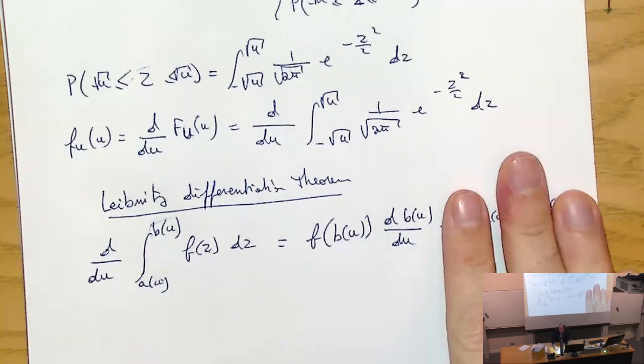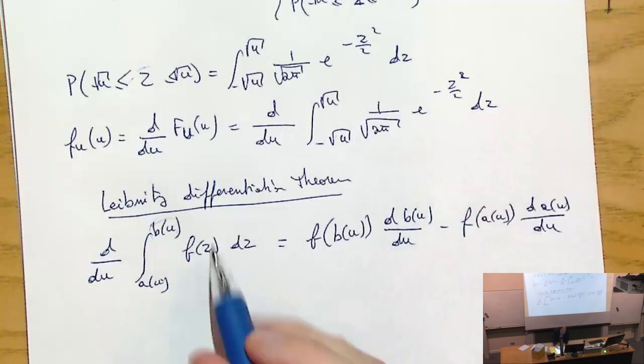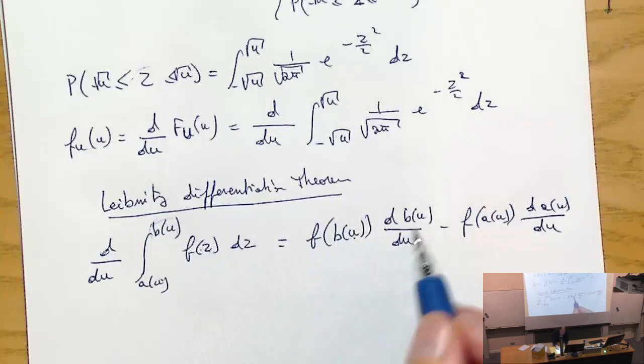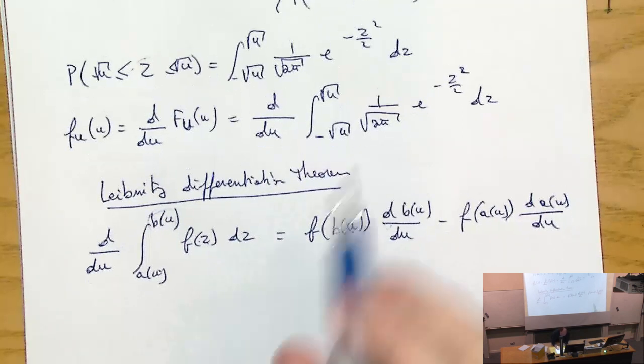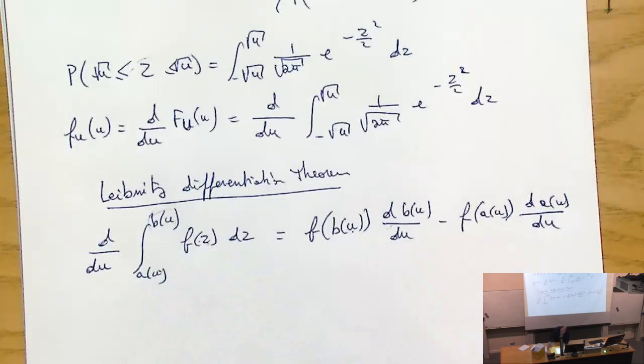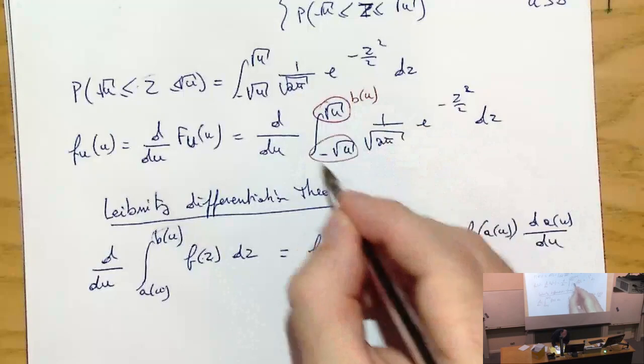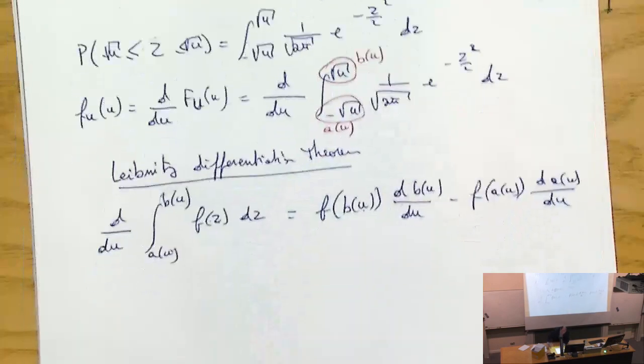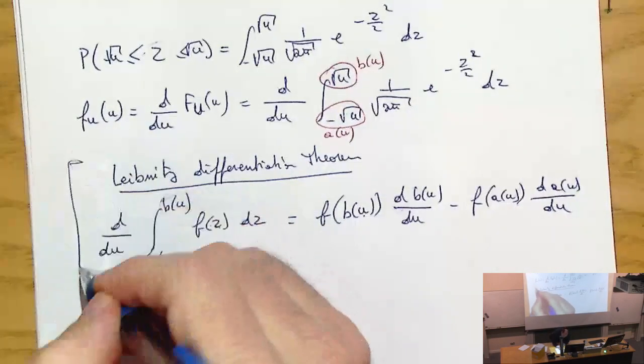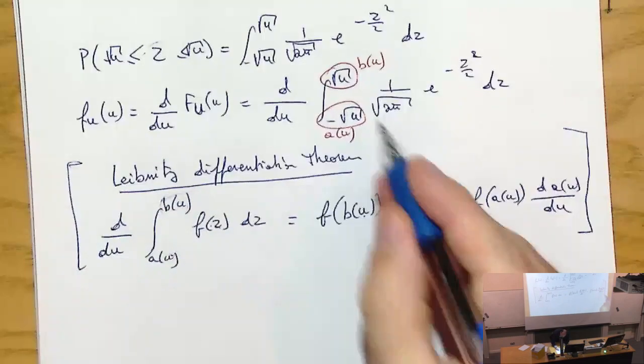And this is something that we have done before. Essentially, you take that function, you evaluate it at the boundary, and you differentiate this boundary. Here it is a bit more complicated because both of them depend on u: this is essentially b of u, and this is a of u. So what we can do is apply that theorem to solve that problem.